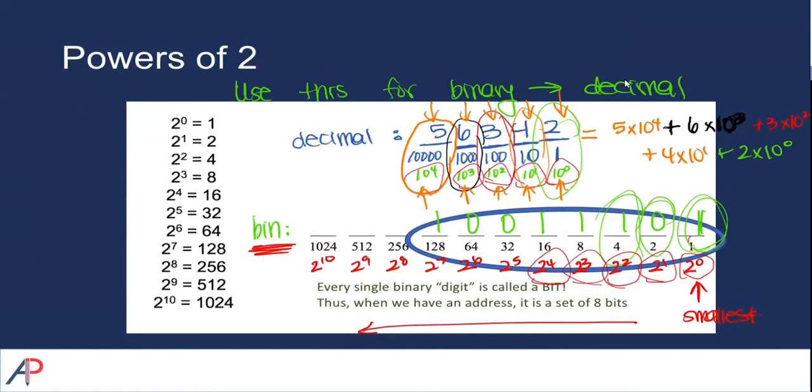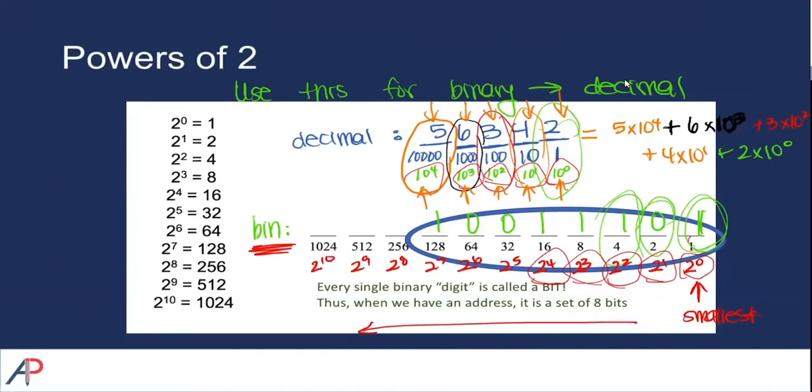So if we convert this not into a base 10 system, a decimal, but use it for the binary system, which is base 2, instead of having 10 to the 0, 10 to the first, 10 to the second power, we get 2 to the 0, 2 to the 1, 2 to the second, 2 cubed, 2 to the fourth, and so on.